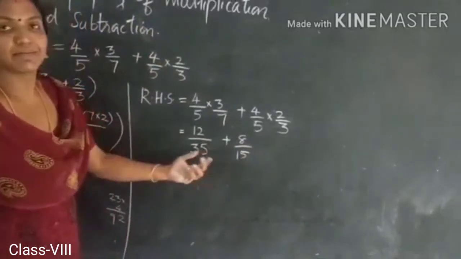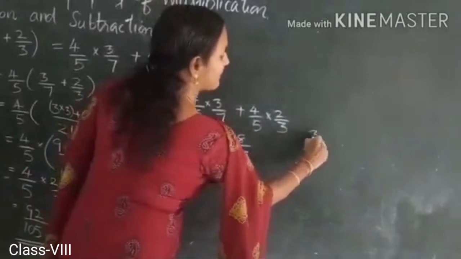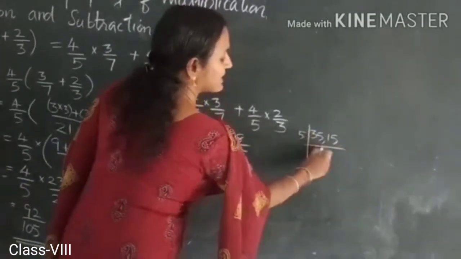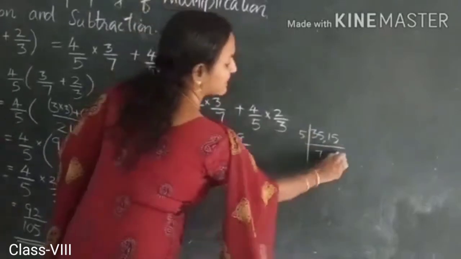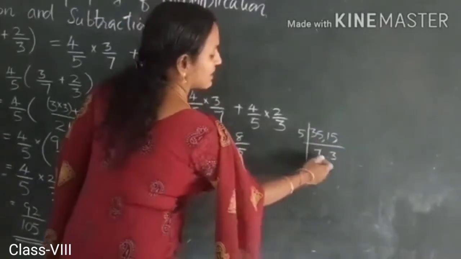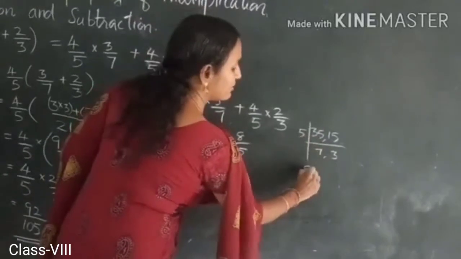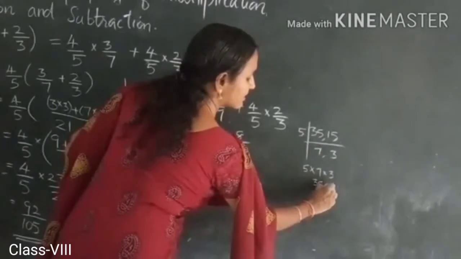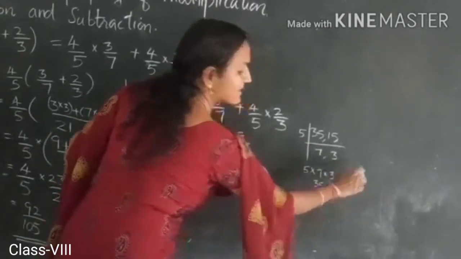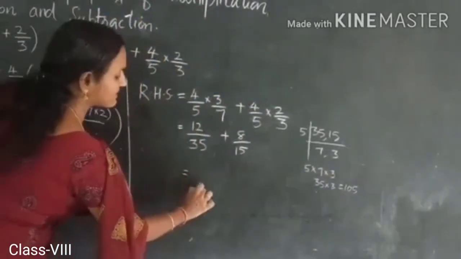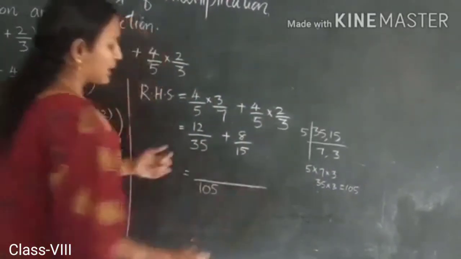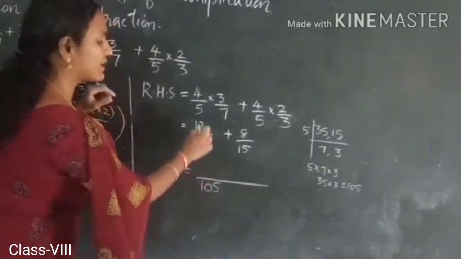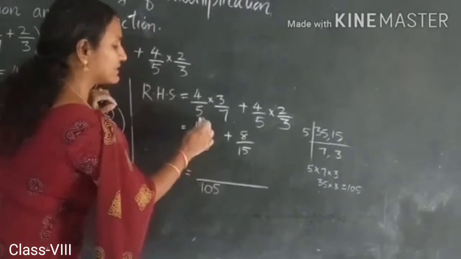Then take the LCM of denominators 35 and 15. Start with 5. 7 5s are 35. 3 5s are 15. So the LCM is 7 into 5 into 3. So 35 into 3 is equal to 105, which is the LCM. How many 35s are in 105? 3 35s are 105. That 3 is multiplied with the numerator 12.